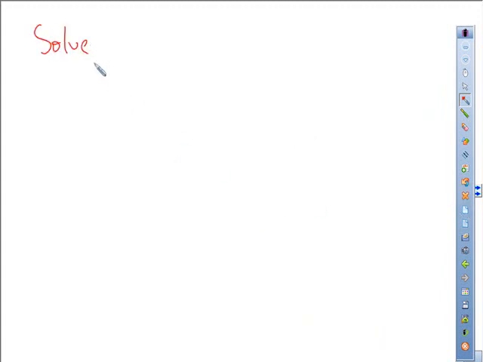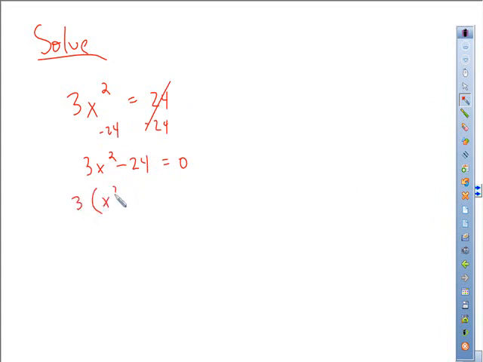So solve 3x squared is equal to 24. Well, the first thing you might want to see is whether it's possibly a difference of squares. So we would set the problem equal to 0. You get 3x squared minus 24 is equal to 0. If you take out the GCF, you get 3 times x squared minus 8 is equal to 0.